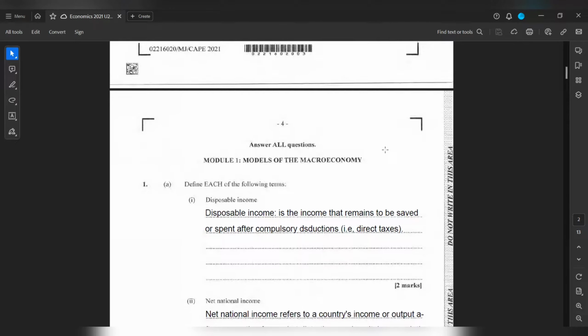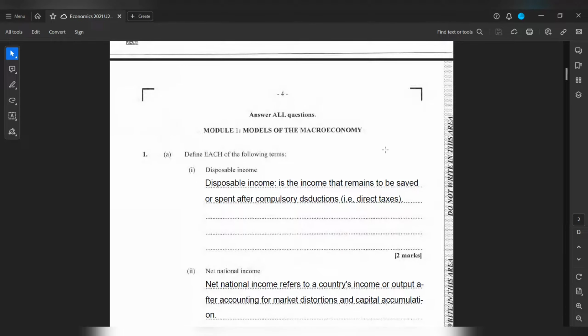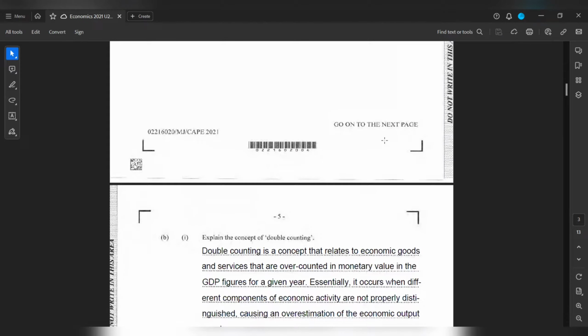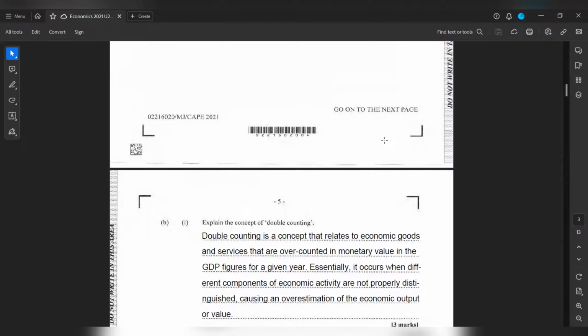Net national income. Net national income refers to a country's income or outputs after accounting for market distortions and capital accumulation. Explain the concept of double counting. Double counting is a concept that relates to economic goods and services that are overcounted in monetary value in the GDP figures for a given year. Essentially, it occurs when different components of economic activity are not properly distinguished, causing an overestimation of the economic outputs or value.